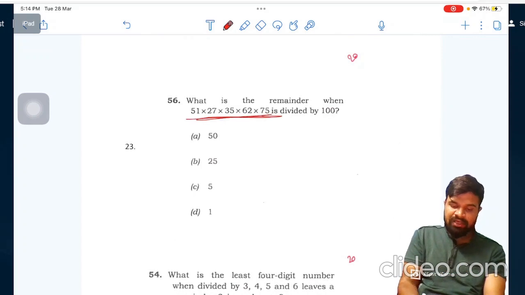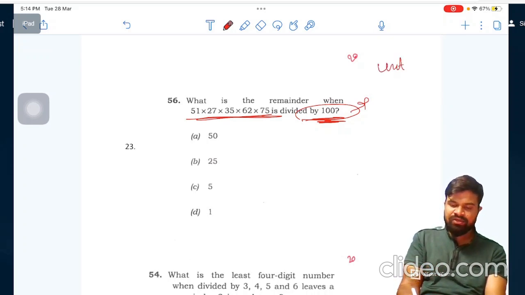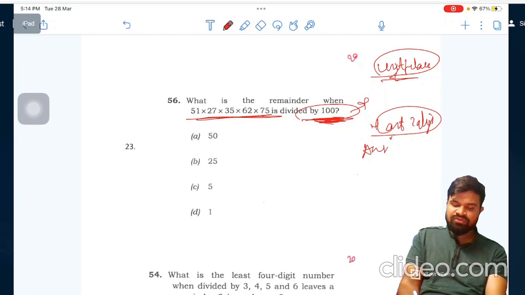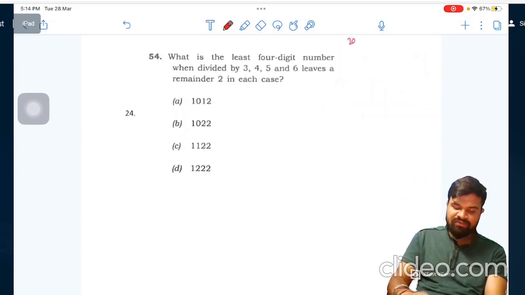Again, the same thing. See, when we are getting the unit place, if a number is divided by 10, the unit place is the answer. And when the number is divided by 100, the last two digits are the answer. So in this case, when you try to find the last two digits: 5 twos are 10, 10 fives are 50, 50 into 1 is 50, 50 into 7 is 350. So 50 will be the last two digits when you perform this multiplication. The last two digits will be the remainder when the number is divided by 100. That is the catch in this question.